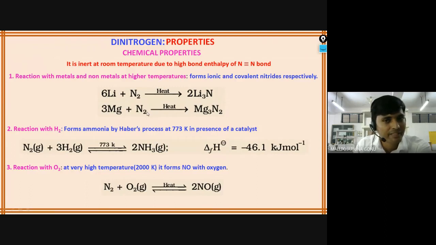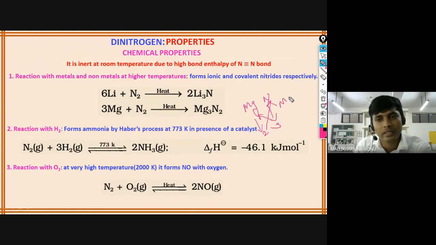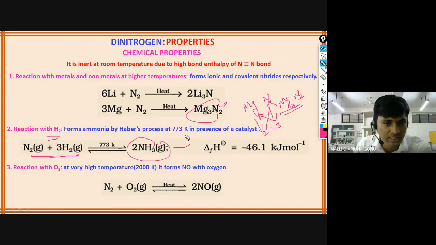Okay, when magnesium reacts with the nitrogen, valence of magnesium is how much? 2, and valence of nitrogen is 3. So these many numbers it has to be, and that's how it is Mg3N2. Okay, you can write easily. Reaction with H2. Nitrogen when reacts with the hydrogen, what happens? Ammonia gas forms. Which process is it? Vidisha, which process is it? Haber's process. Very good, Haber's process.